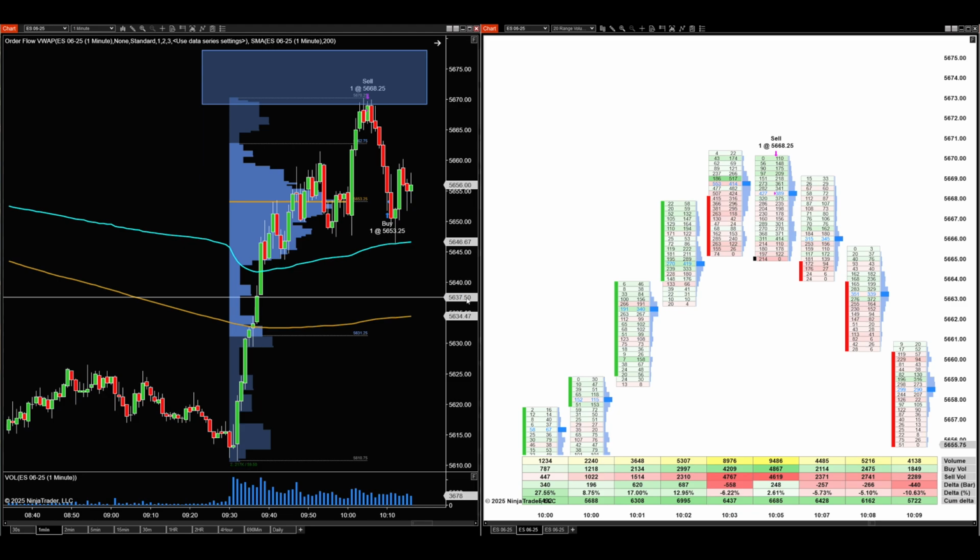I hope that you guys start to implement this footprint and the time and sales and the depth of market and the level 2 and levels and volume profile and VWAP, mean reversion, all of these things into your trading, because I can guarantee you it will help your trading. It will help you become a profitable trader. It will help you prioritize your risk-reward ratios first before your win rate.